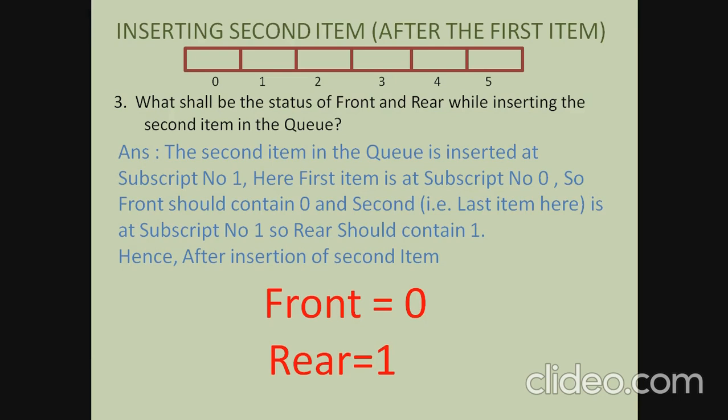I think you can guess that front will be 0 for the rest of the items too, but rear will change. When the third item is inserted, rear will be 2. When the fourth item is inserted, rear will be 3. When the 5th item is inserted, rear will be 4. And when the 6th item is inserted, rear will be 5. So let us see a table to understand it. This is the table.